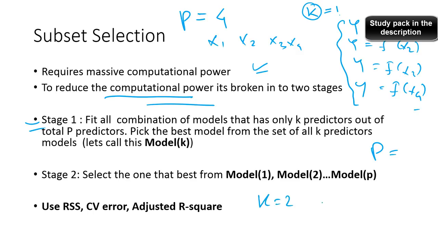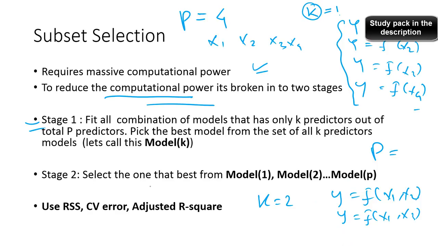When k equal to 2, you have y is a function of x1, x2, and then in the second model y is a function of x1, x3, and then x1, x4, and then x2, x3, and then x3, x4. So there are going to be 5 models, right? And then you will select the best out of these 5 models.